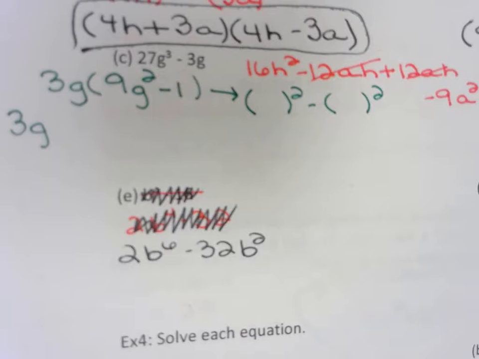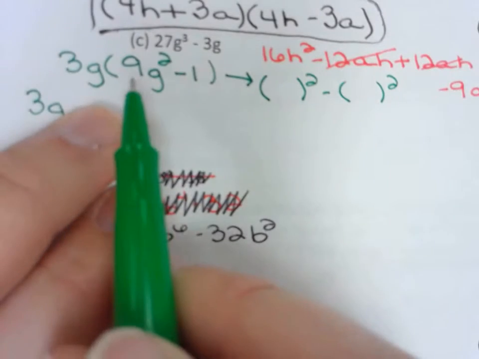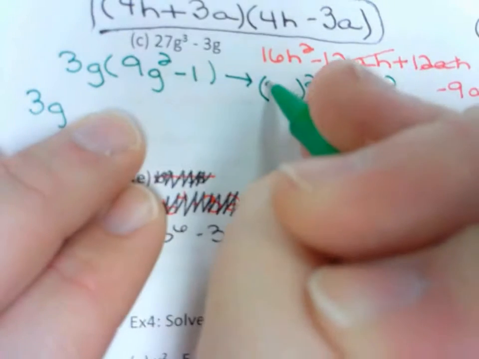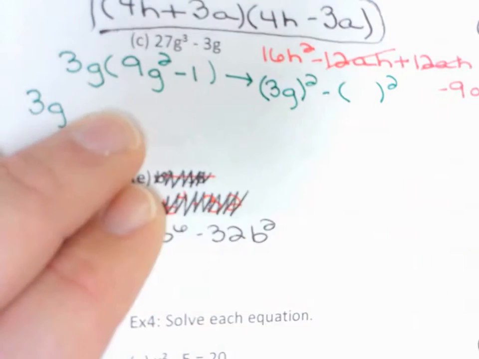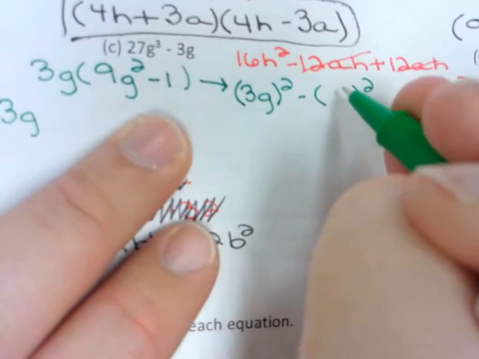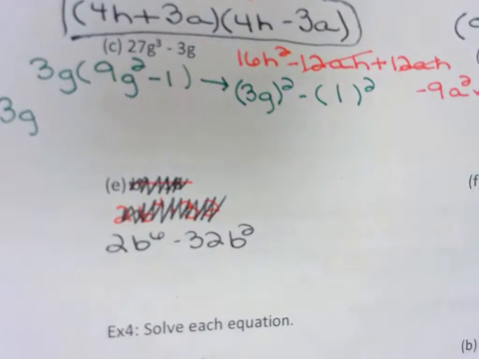So what squared gives me 9g squared? What squared gives me 1? If you can't think of something, then you can't factor it like this. But most of what you're going to be working with, you're going to be able to write it like this. So what squared gives me 9g squared? 3g. And what squared gives me 1? 1. So two terms. This is how we want to try to factor it, at least in Algebra 1.